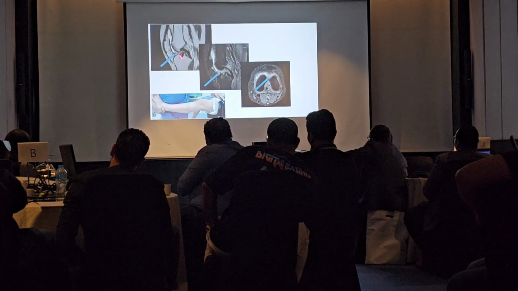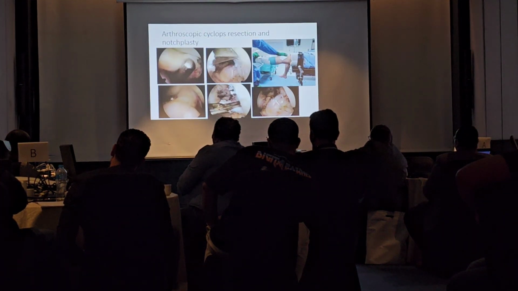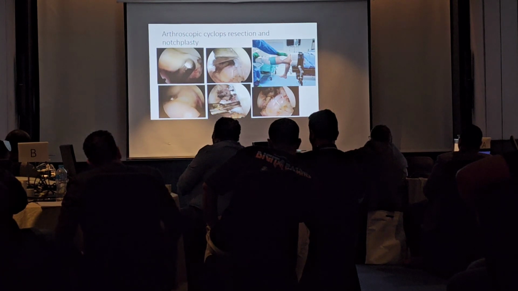MRI showed that there is a large cyclops lesion. You see here? It's a large cyclops lesion. So I did an arthroscopy, and you see how large the cyclops lesion is? And notchplasty. Look at the ACL.